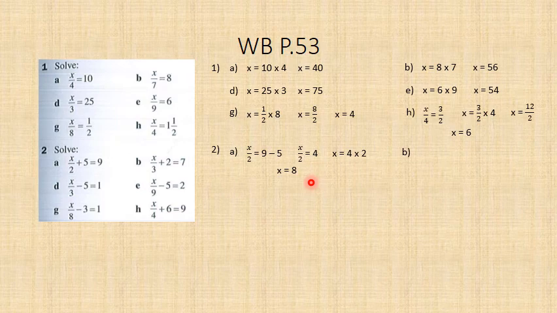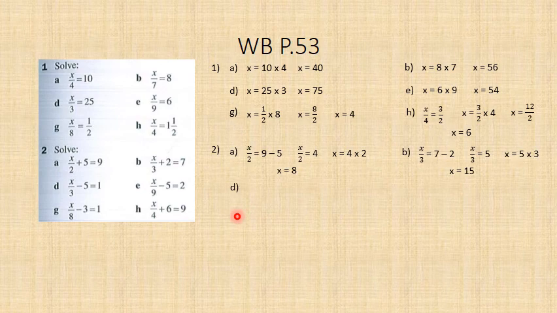And for question B, I have x over 3 plus 2 equals 7. So I will make the inverse operation here. It's a plus 2, so I make it minus 2. So x over 3 equals 7 minus 2, which equals 5. So x over 3 equals 5. Inverse operation, I will multiply by 3. So x equals 5 times 3, which equals 15.